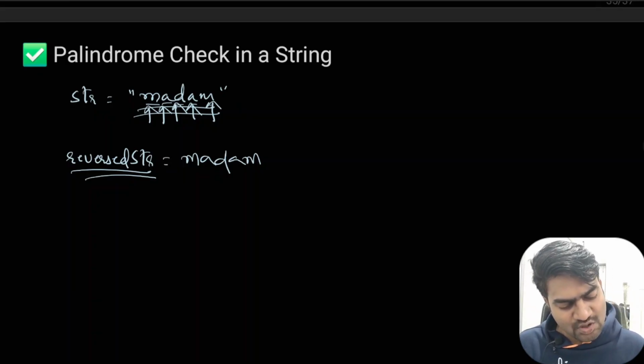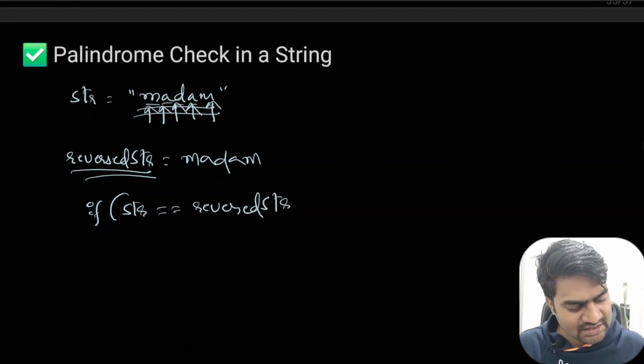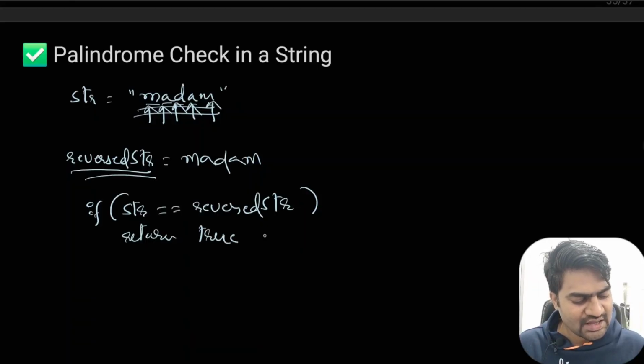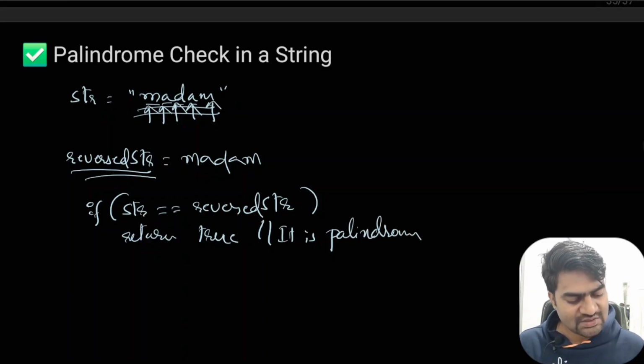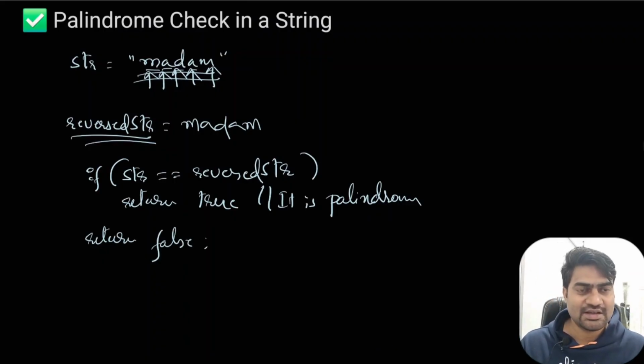Okay, so now I will check if my original str is equivalent to the reversed str, then I will return true, saying that it is a palindrome. If that is not the case, I will simply return false, saying it is not a palindrome.